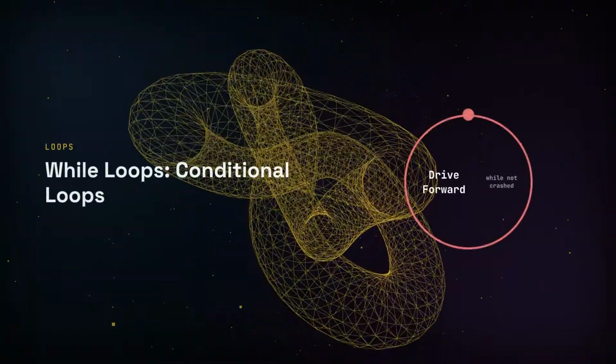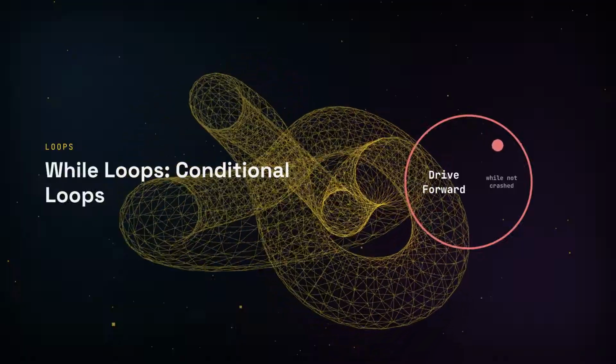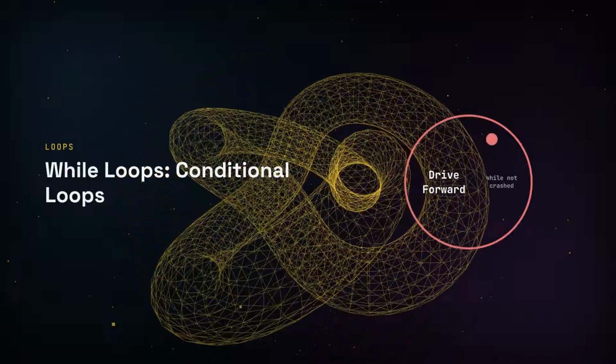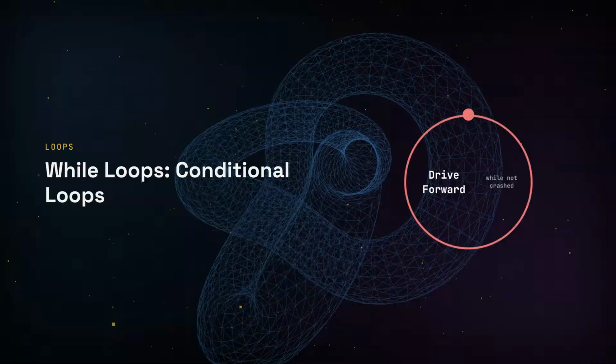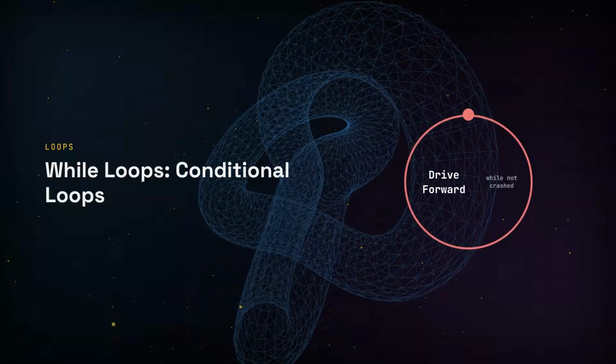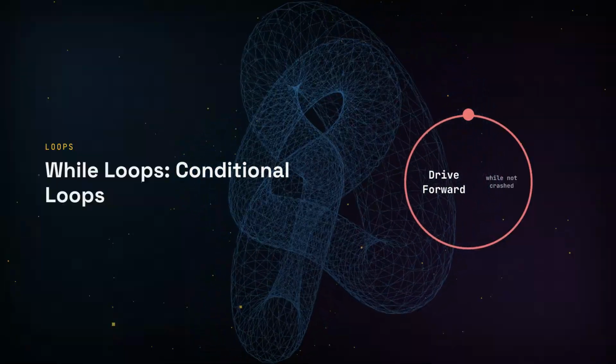The second type of loop is the while loop. Unlike a for loop that runs a set number of times, a while loop keeps repeating its code block endlessly, as long as a specified condition remains true.